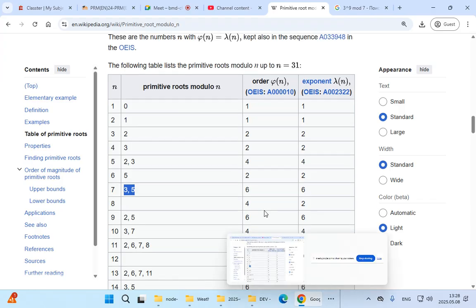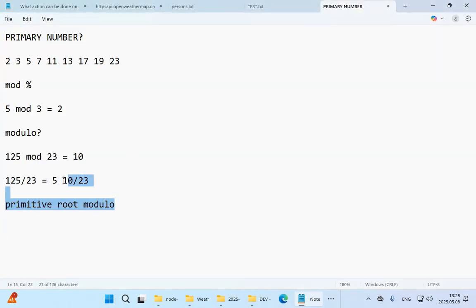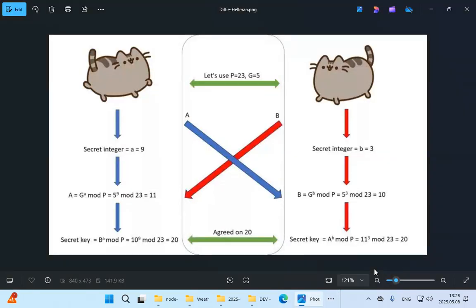Maybe let us try to practice a little bit, because then we have to find out. So let us take the picture. Where was the picture? Yeah, here is the picture. You can see here P is 23 and G is 5. So how much is 5 mod 23?